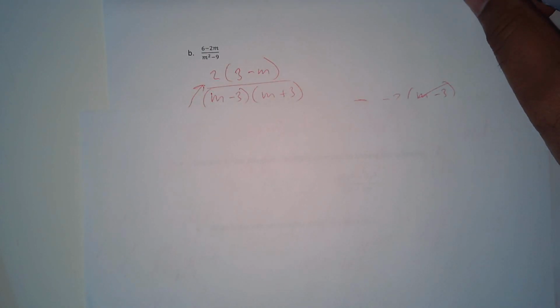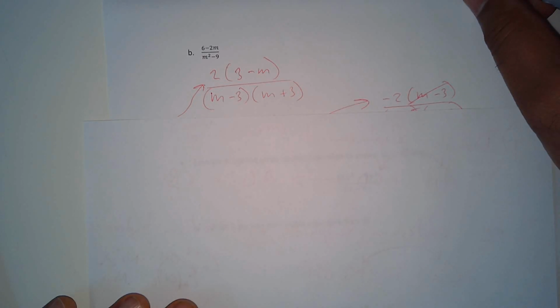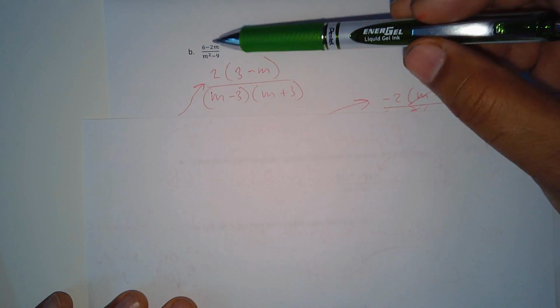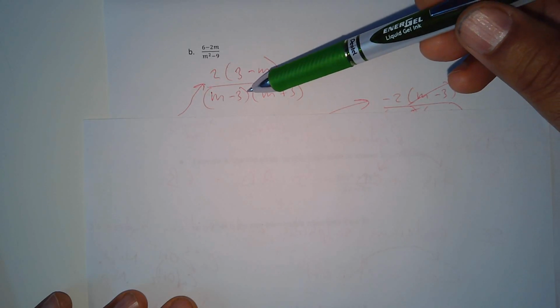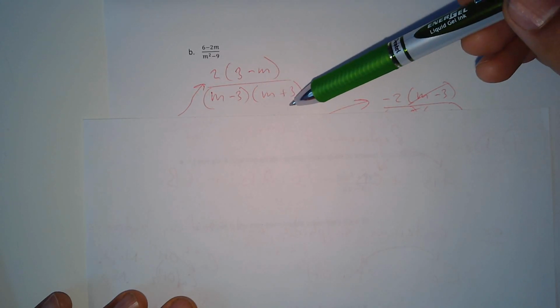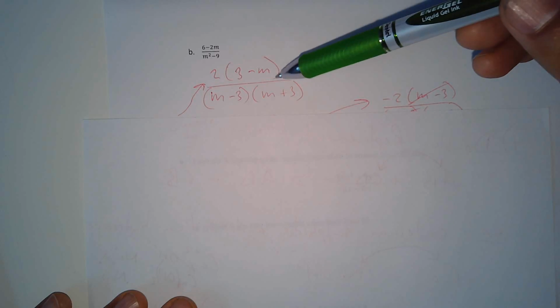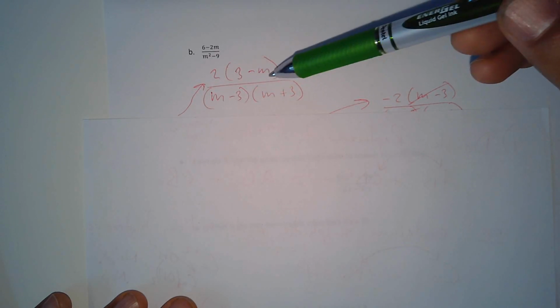Okay, here's another one. You've got 6 minus 2m over m squared minus 9. So again, there's a difference of squares. Now we factor a 2 from 6 and negative 2, and that gives us 3 minus m. And here we've got m minus 3 and m plus 3, right? Difference of squares. What you notice here is they're not the same.